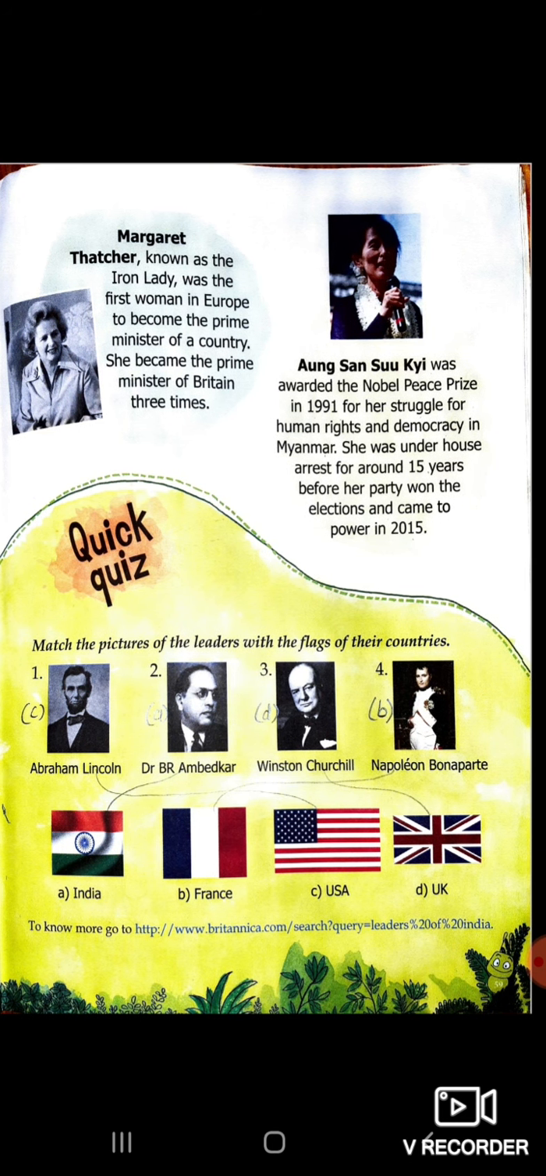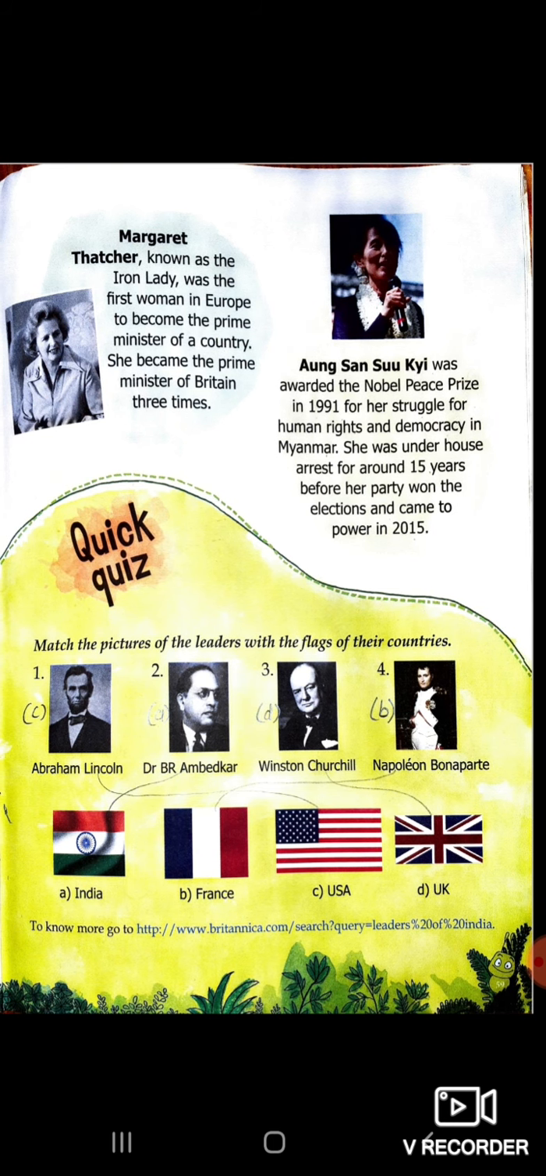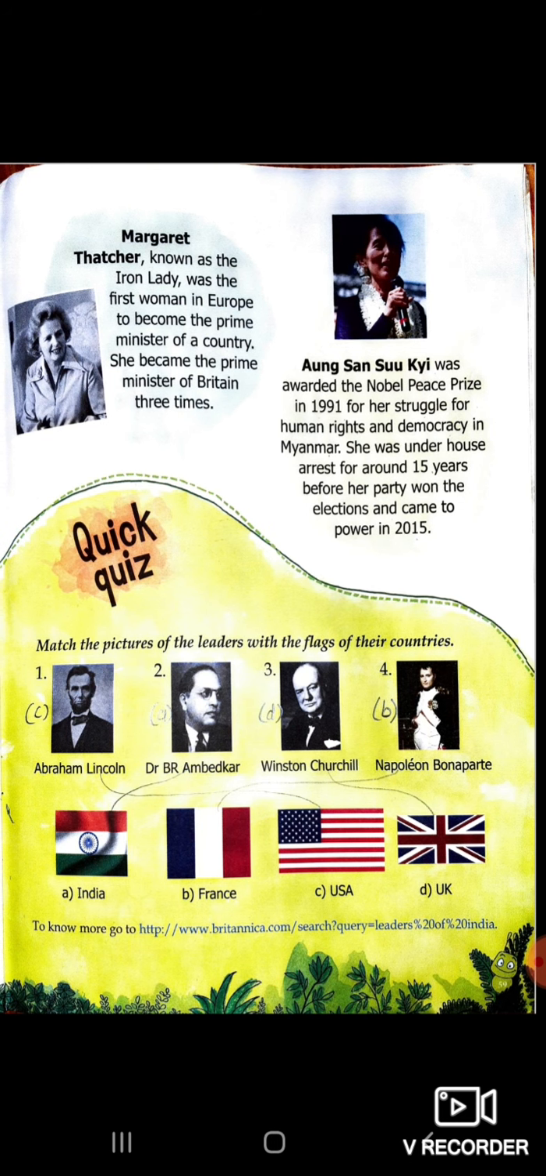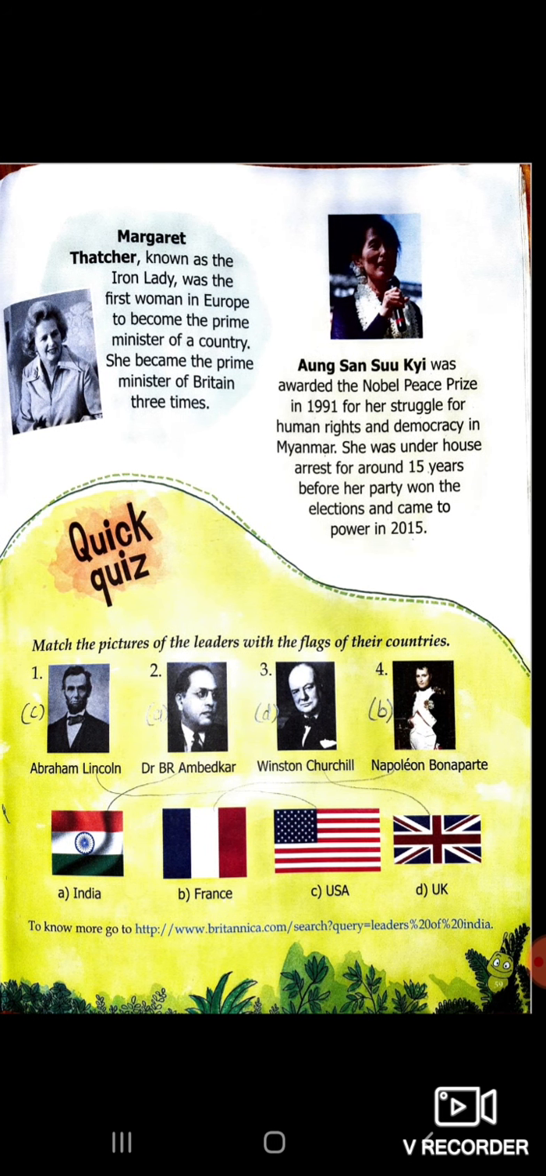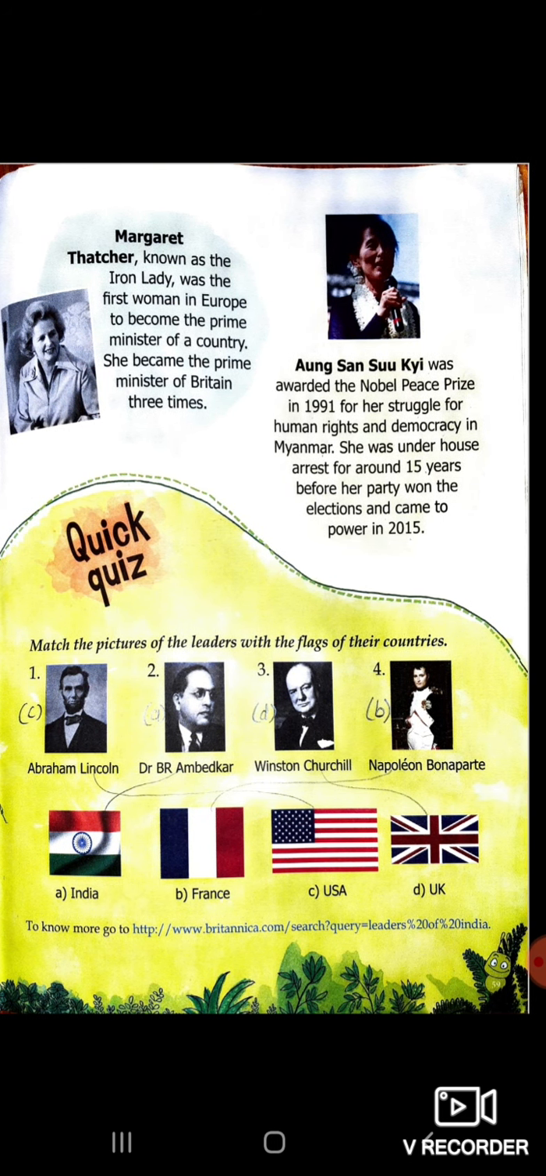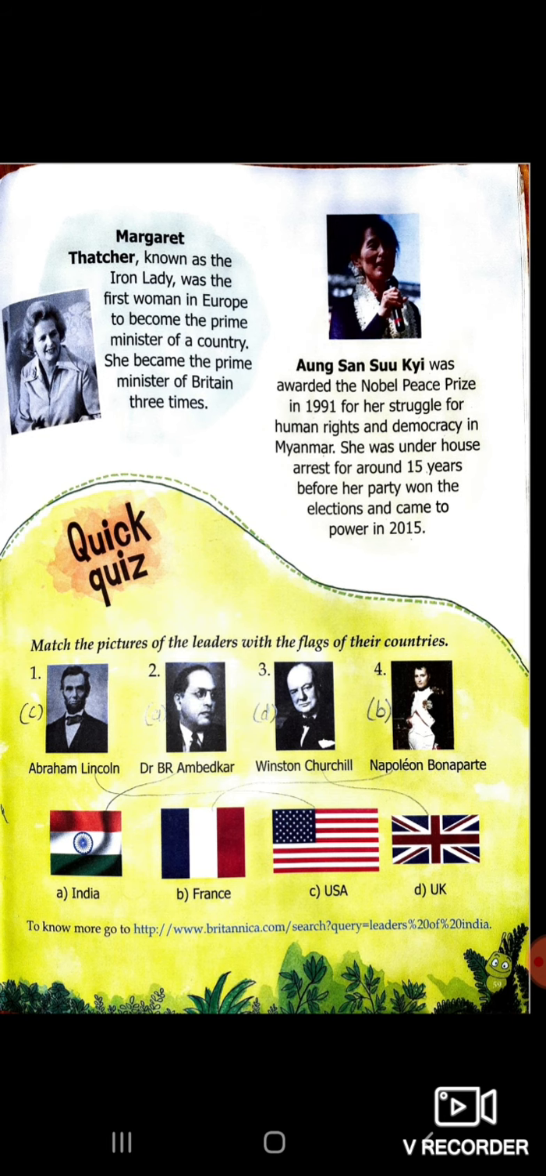Okay, and now the third picture is of Winston Churchill. He was from UK. So you will match it with the fourth flag. And now the last one is Napoleon Bonaparte. He was from France. So you will match it with the second flag. All right, so remember that these famous leaders belong to which country.